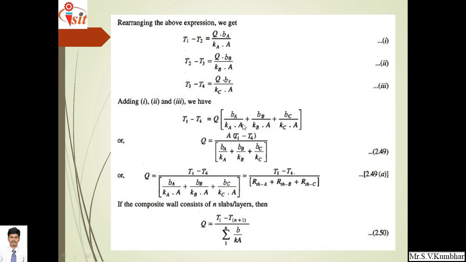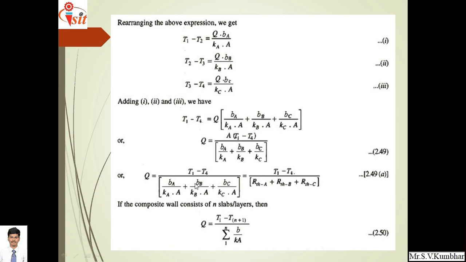BA upon KA into A plus BB upon KB into A plus BC upon KC into A. Now just again take A as common from this denominator. We will get QA upon A, and after simplification of this equation we will get Q is equal to T1 minus T4. A is taken common, it will be multiplied here: A into T1 minus T4 divided by BA upon KA plus BB upon KB plus BC upon KC.